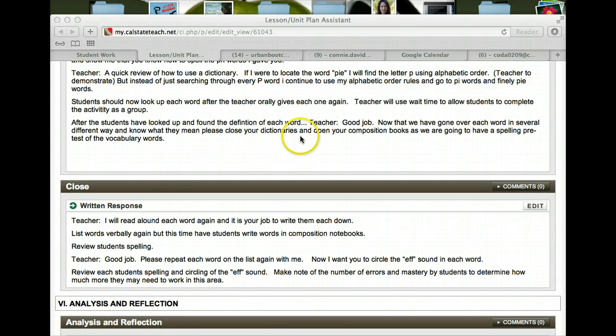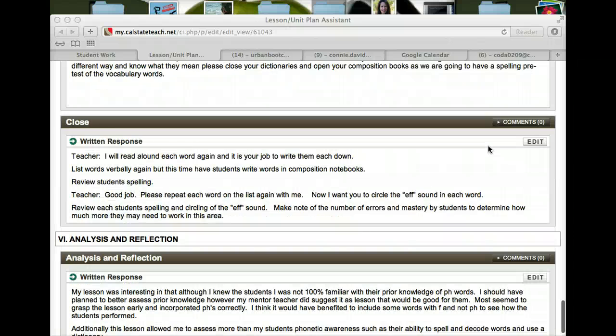Now you're going to close your dictionaries and open your composition books as we are going to have a spelling pre-test of the vocabulary words. So is this a spelling activity? Is this a vocabulary activity? Is this a reading activity? I don't know. I don't know what you're trying to teach. I don't know how this all connects together.